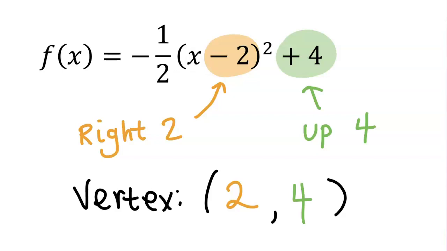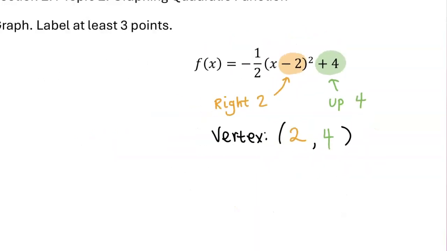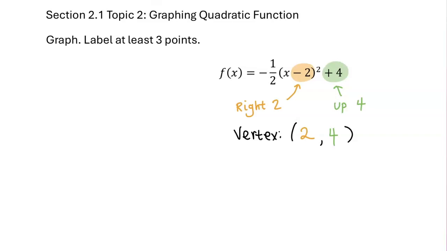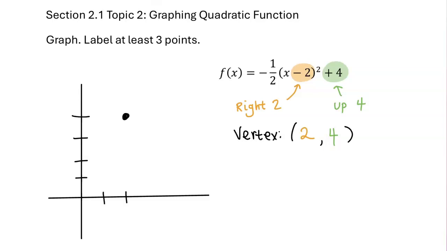So let's plot (2, 4), and we're going to need 2 more points after that, right? So I will draw the xy axes, go 2 to the right, go up 4, and plot that vertex right there.